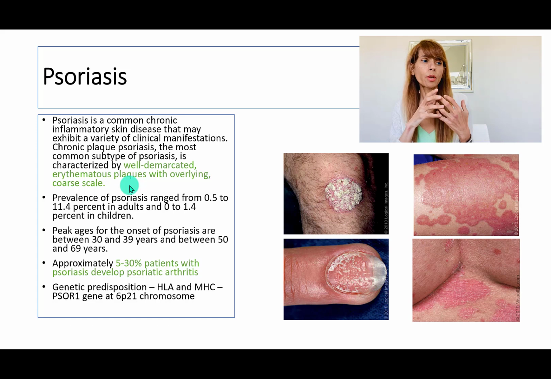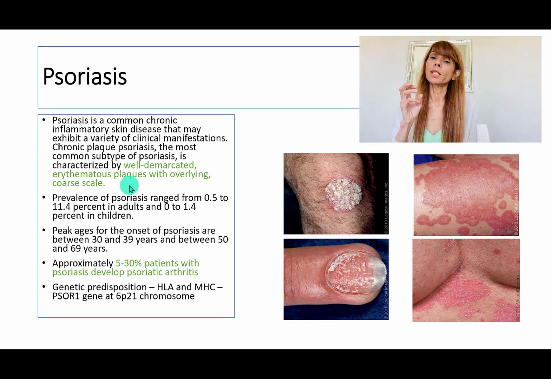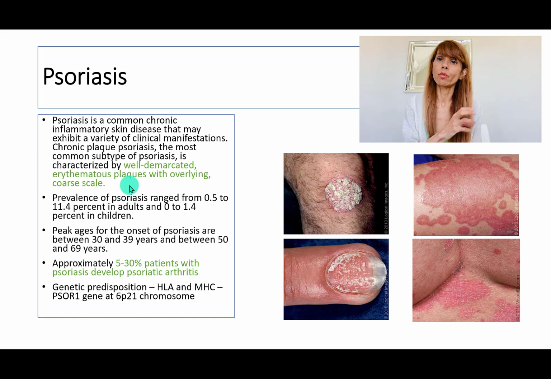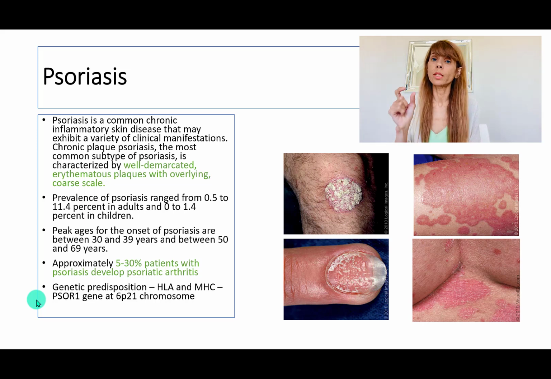About 5 to 30% of patients with psoriasis will develop psoriatic arthritis. So that is important to remember, because a lot of these patients who have psoriasis are going to be at risk for developing arthritis. So if they do start to develop it, we need to watch for it and ask for those specific questions and treat them accordingly, not just treat the skin lesion, treat the whole person.